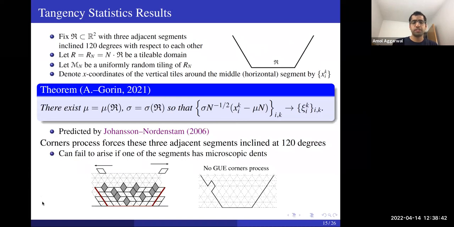So for example, if your segments, if one of your 3 segments even has one microscopic dent, so even if they macroscopically look like 120-degree angles, but they just have a little tiny dent, as shown over here, the Corners process will break, so it will be false. So there's almost a sense in which this is, depending on your interpretation, almost an optimal condition. So yeah.